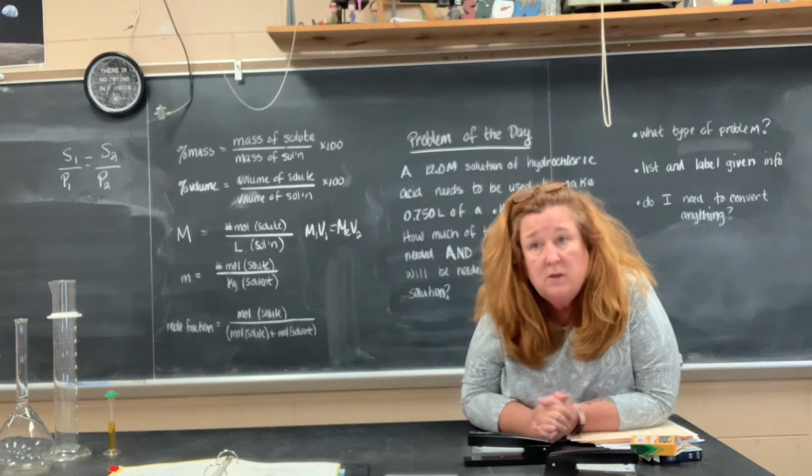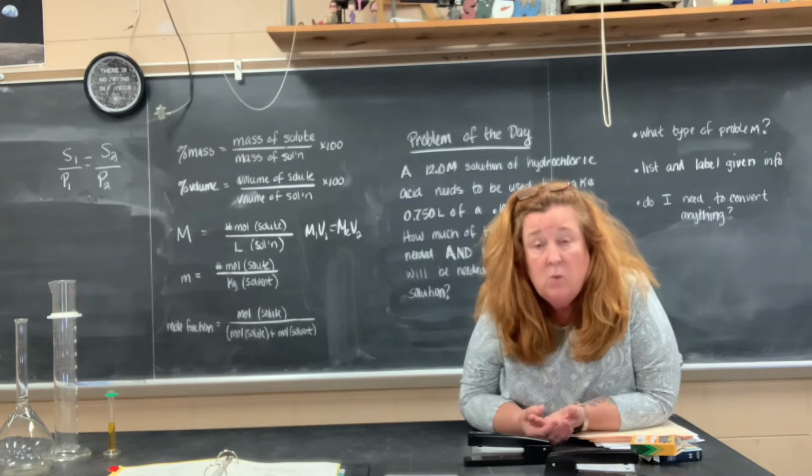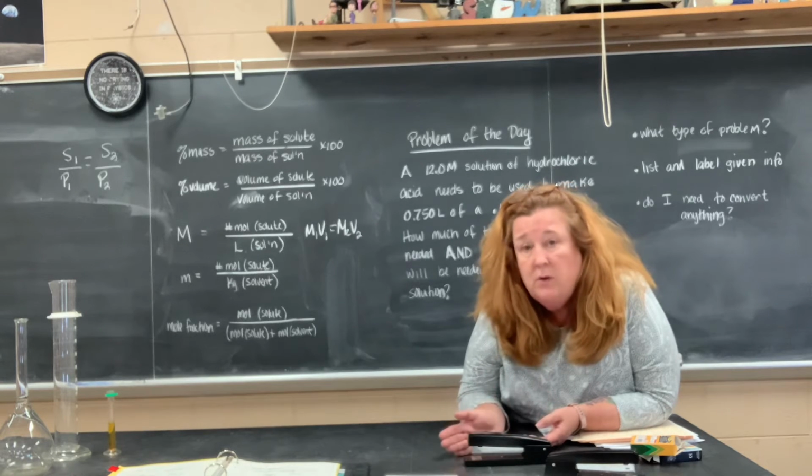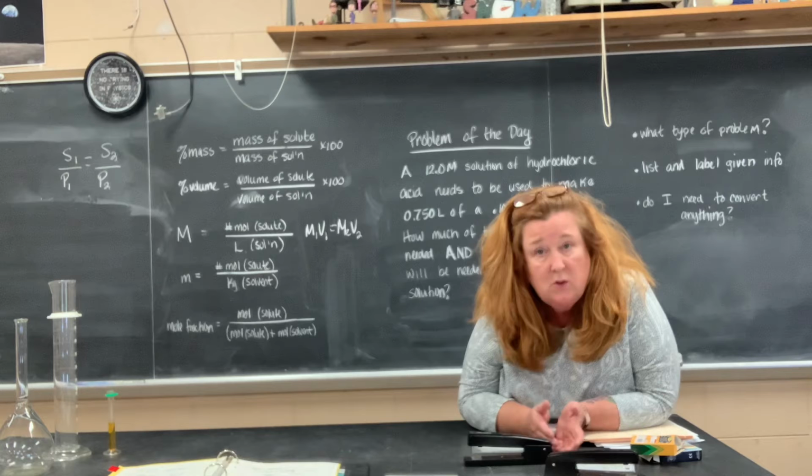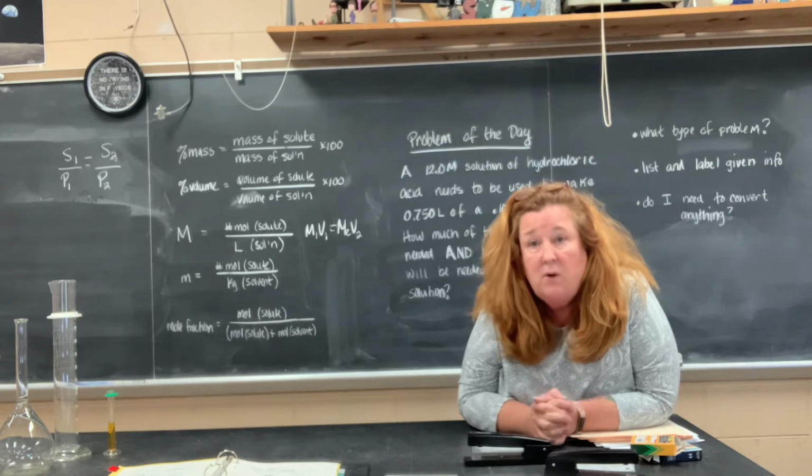There's the solute, and it's spelled S-O-L-U-T-E, but it's pronounced solute. That's the part that gets dissolved. So in the case of table salt in water, salt water, the table salt itself, the solid that you put into the water, that's going to be the solute. The solvent is going to be the part that does the dissolving. So a solute plus a solvent makes a solution. That's the whole thing.